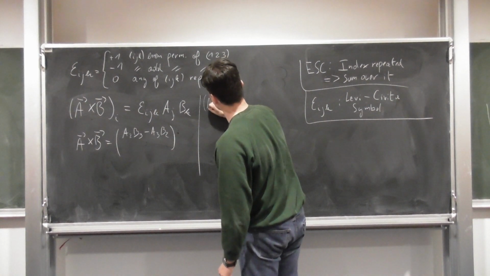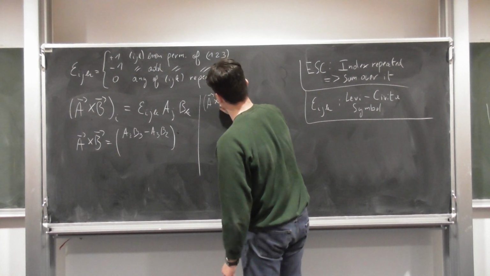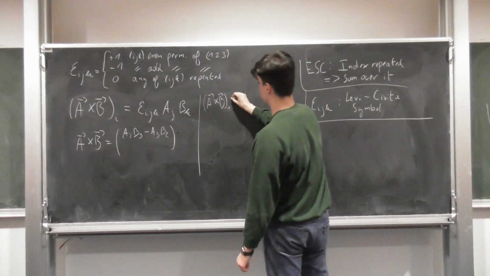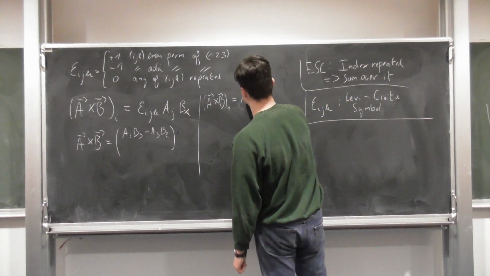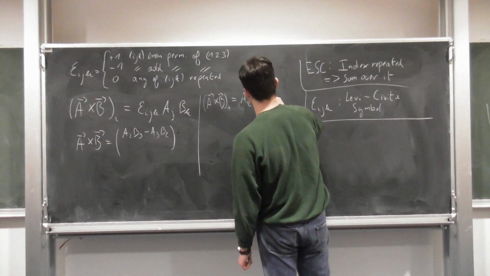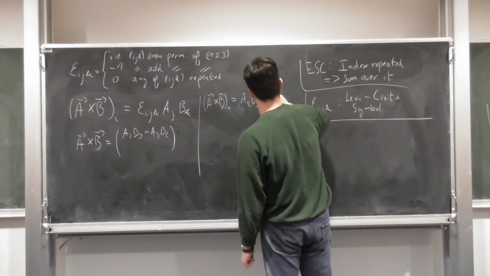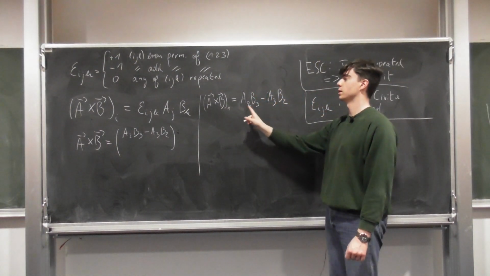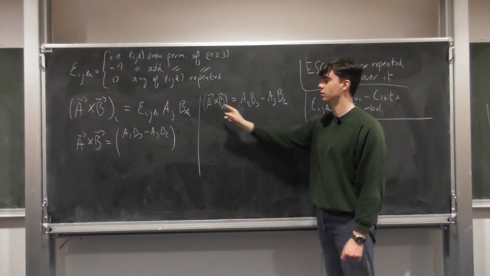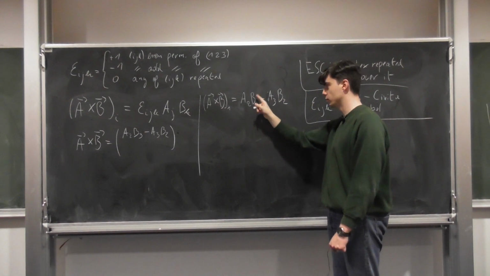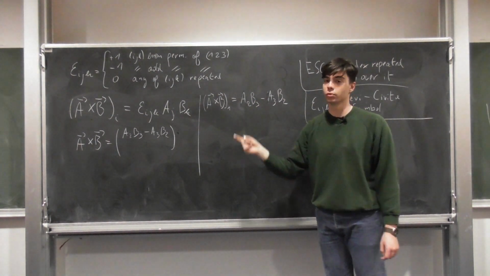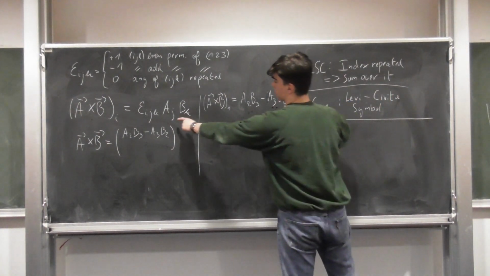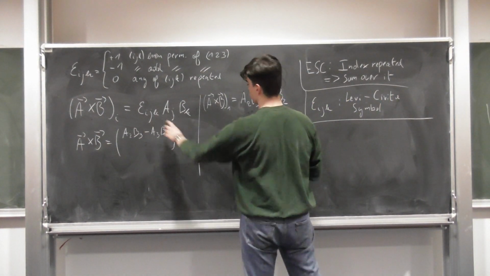I'm going to say A cross B sub 1, right? It should be equal to A2 B3 minus A3 B2, okay? Where here I'm saying A sub 2 is the second component of the vector A, and B sub 3 is the third component of the vector B, right? They're both three-dimensional vectors. Okay, so this is what we're trying to find, and we're going to start off with this. So if we set i equal to 1, what do we get?